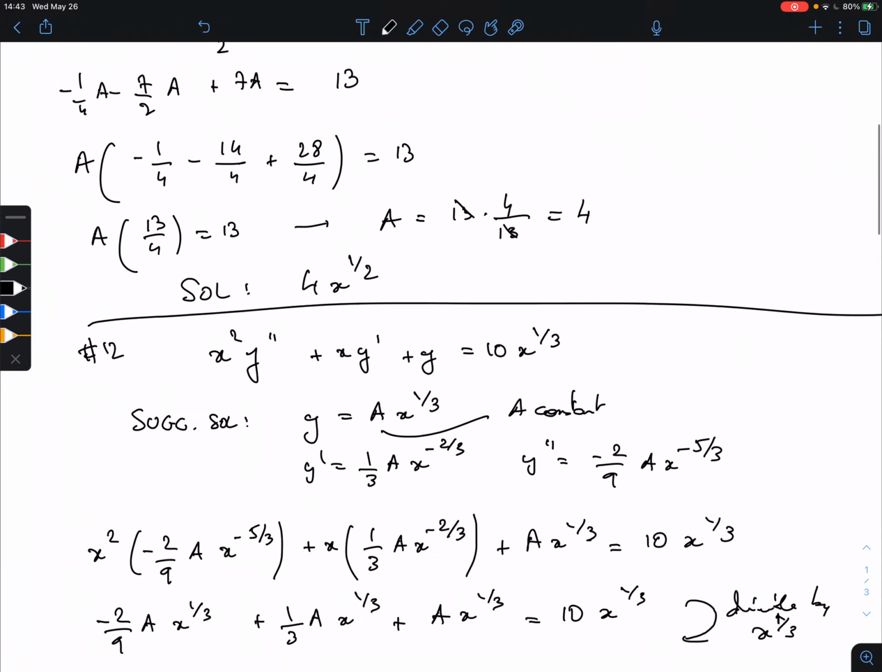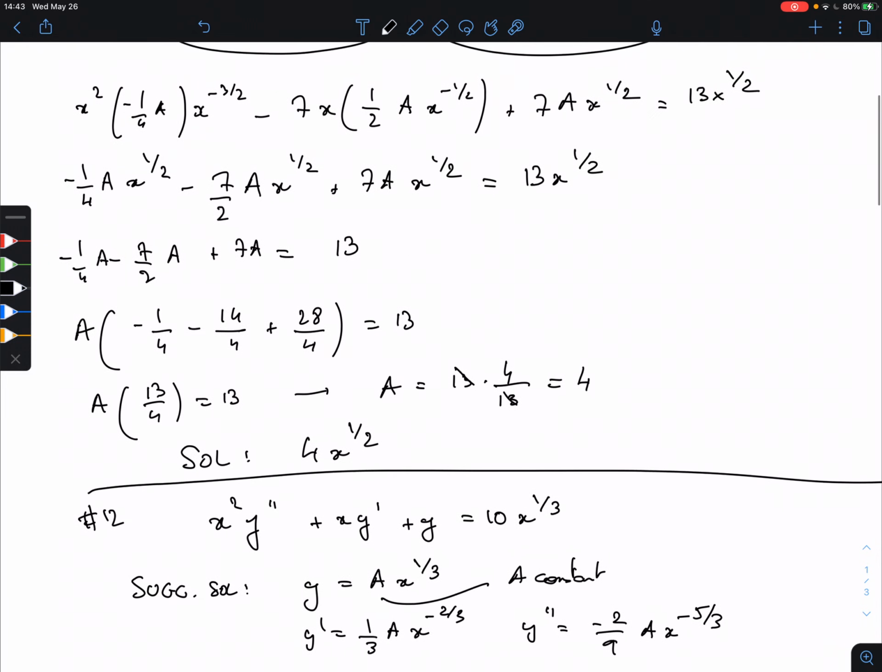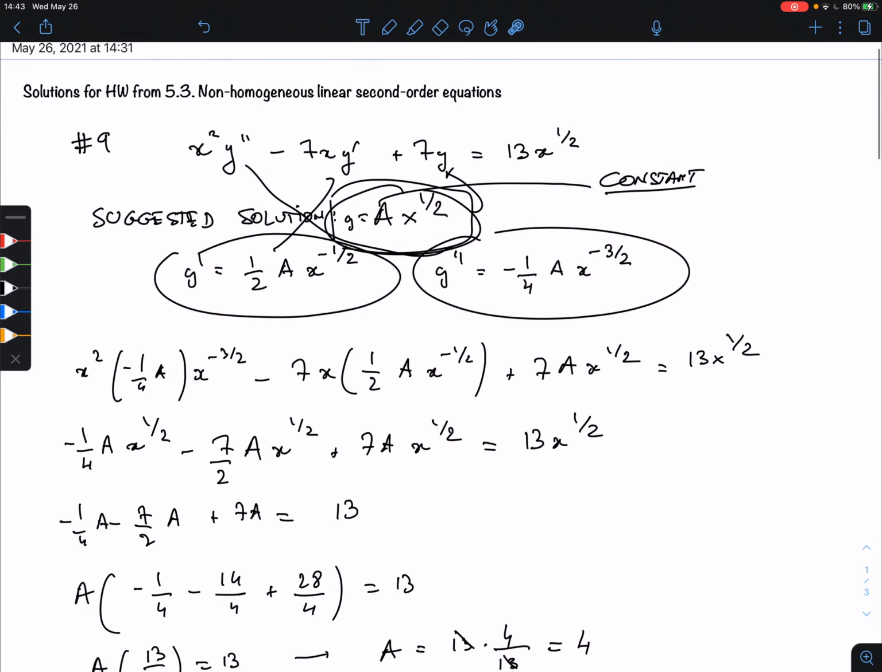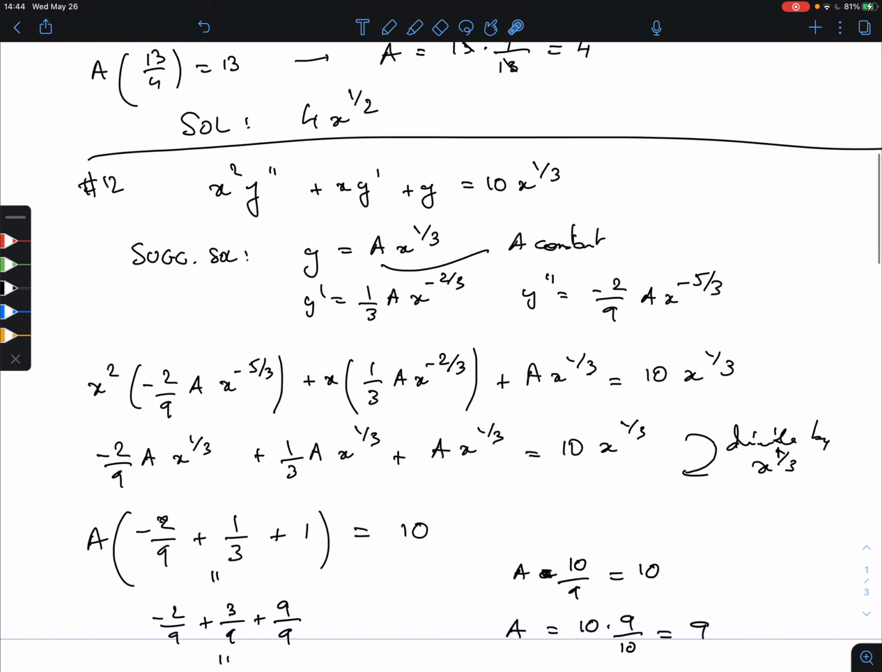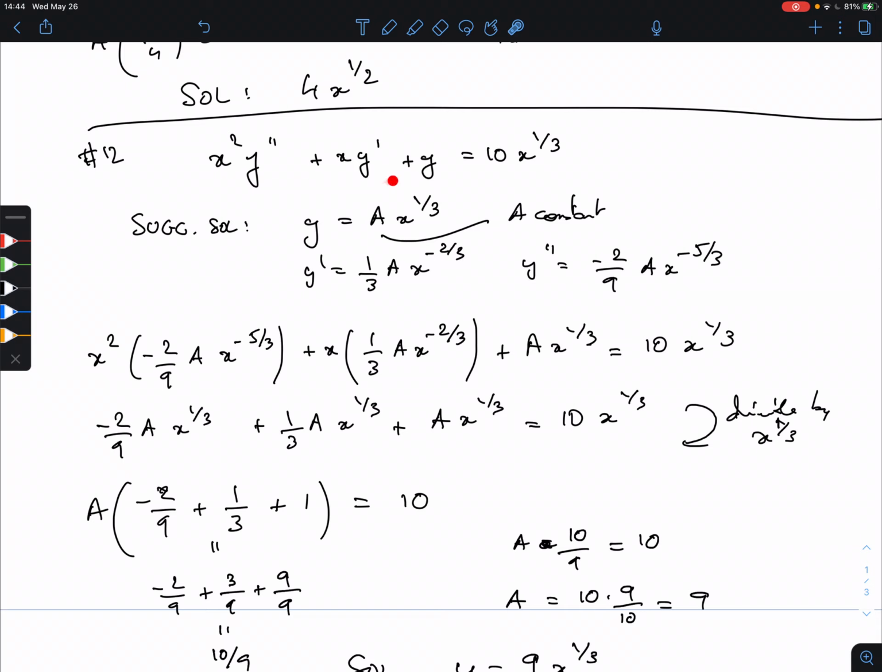By doing this, you probably notice why this worked. Notice that in both cases, the coefficients are different, but we have an x squared in front of the y double prime, an x in front of the y prime, and nothing in front of the y. And here the same thing, right? And that is why this works. That is why if you have a single power here, it doesn't matter what this power is, it will always work here.